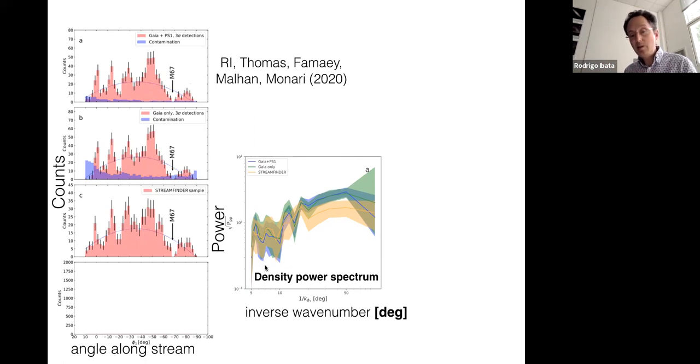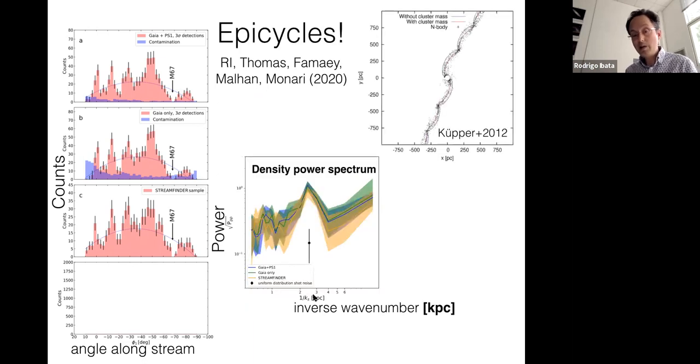And this is then the density power spectrum that we obtain, and it's similar to what Binney and collaborators had found. You can see that it's reasonably flat as a function of inverse wave number in degrees. However, if we have the distance to the stream, we can then use that distance to correct this plot to the wave number in terms of kiloparsecs, and you can see that instead of being flat, we see this very large peak here at 2.5 kiloparsecs.